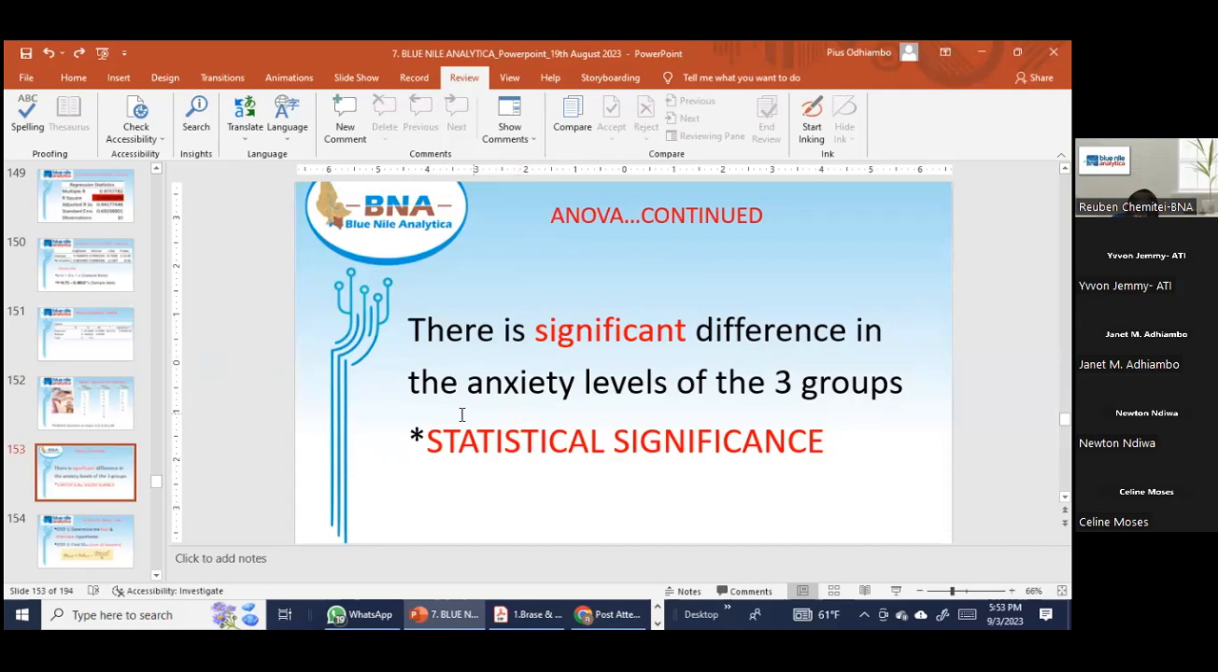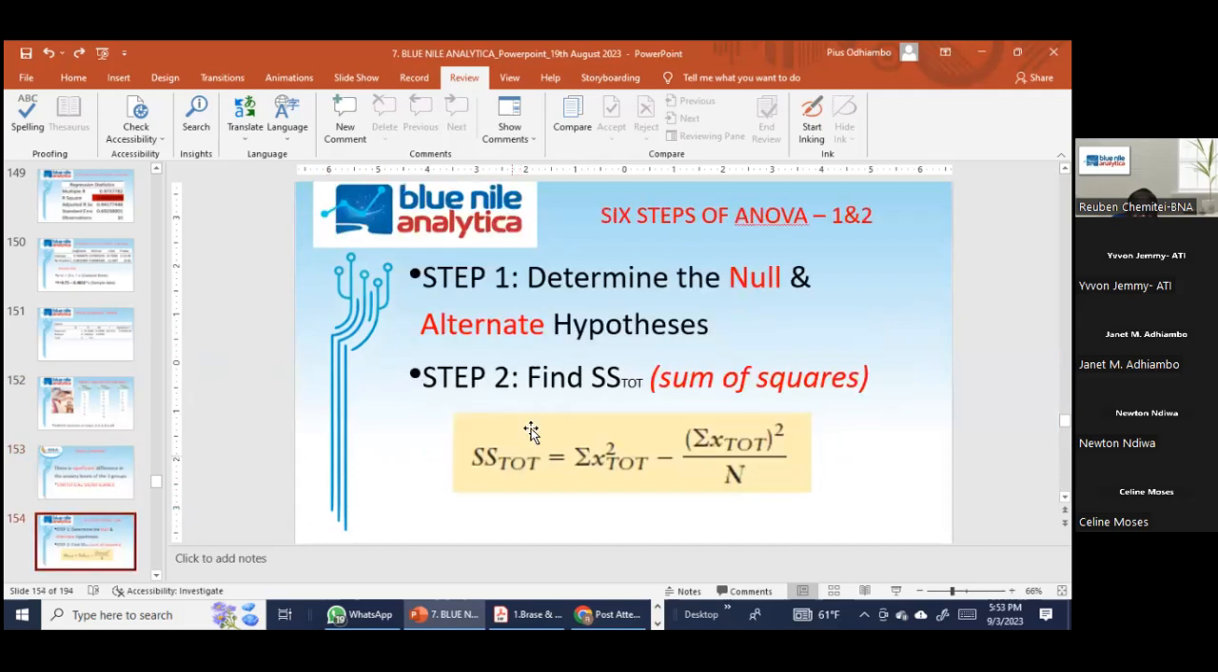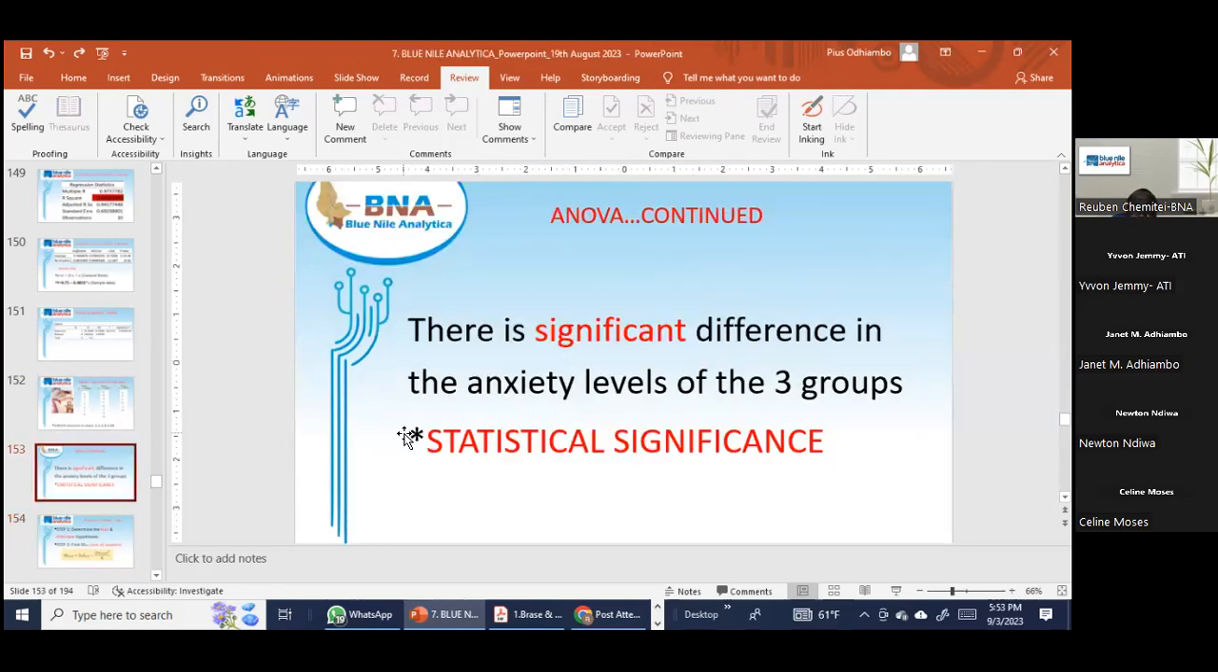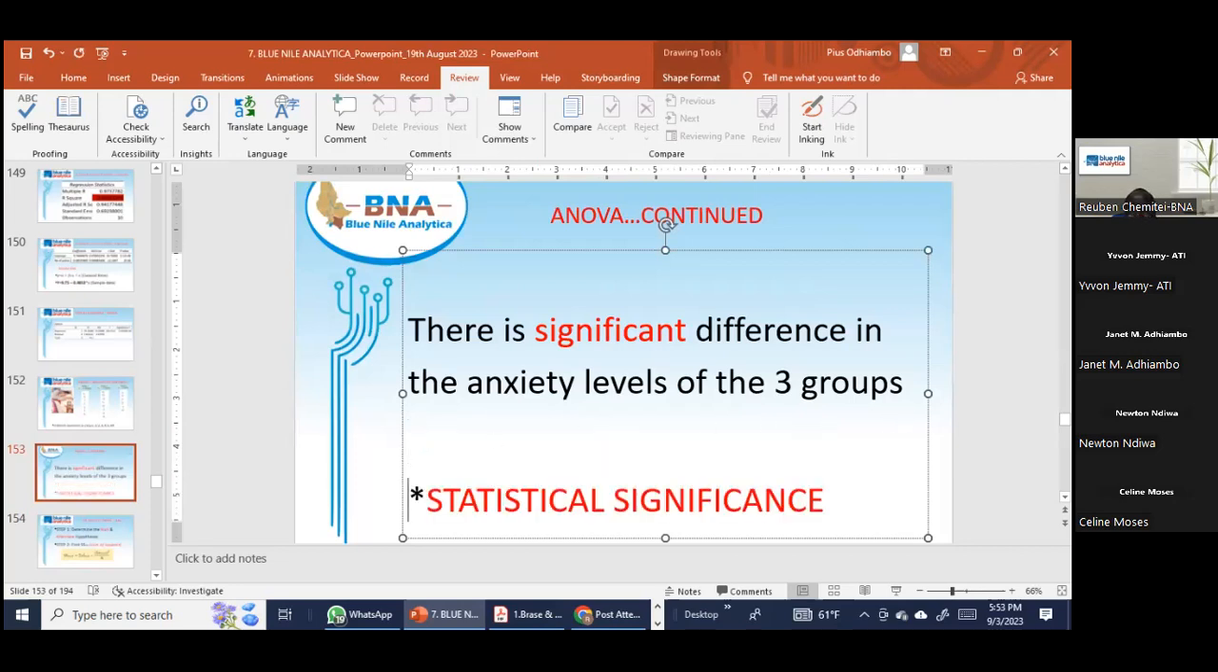So the first step involved in analysis of variance is we determine what we call the null hypothesis. We get the null hypothesis, and we also get what we call the alternate hypothesis. In step 1, it's just a statement, and that statement may look like this. You can see this statement here, that we are using the words significant difference, and of course we have the three groups. So we state the hypothesis like this.